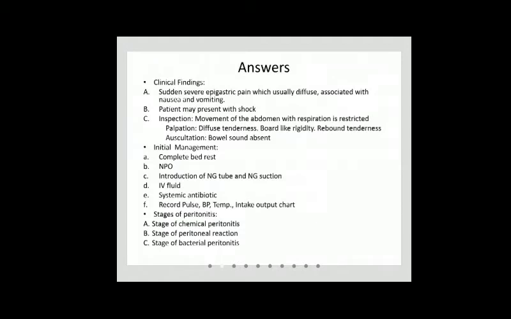Clinical findings: sudden severe epigastric pain, later diffuse, with nausea and vomiting. The patient may present with features of shock. On inspection, movement of the abdomen with respiration is restricted. On palpation, diffuse tenderness, board-like rigidity, rebound tenderness, and bowel sounds may be absent. Initial management: complete bed rest, nothing orally, IV fluid, nasogastric suction, antibiotics, monitoring vital signs, and intake output chart. And lastly, the stages of peritonitis: chemical peritonitis, peritoneal reaction, and bacterial peritonitis.